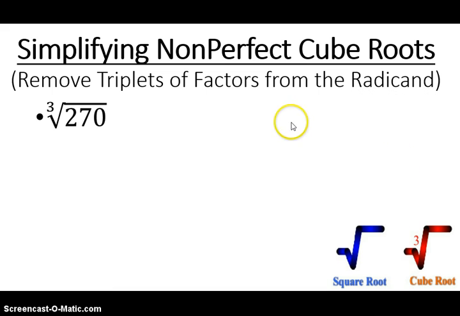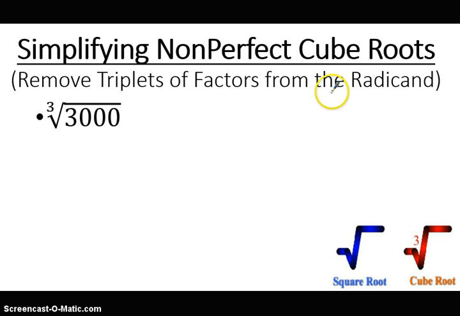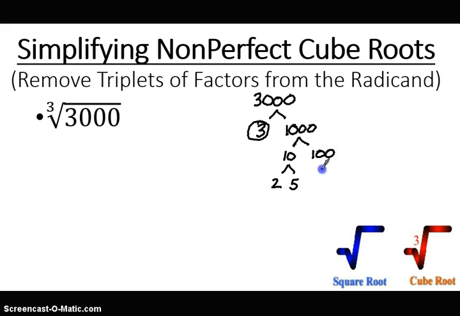Let's do another example. The cube root of 3,000. So the first step is we need to write the radicand as its prime factorization. We have to factor 3,000. Let's do 3 times 1,000. 3 is prime, 1,000 is not. Let's do 1,000 as 10 times 100. 10 is the same as 2 times 5. 100 is the same as 2 times 50.